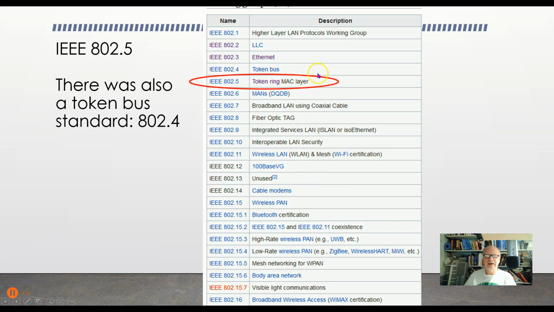The IEEE even had a token ring standard, 802.5. I always remember it because in the 12 Days of Christmas, we have 5 golden rings, and because it's ring, I always remember it that way. Although there was a bus version of it in 802.4, by the way.